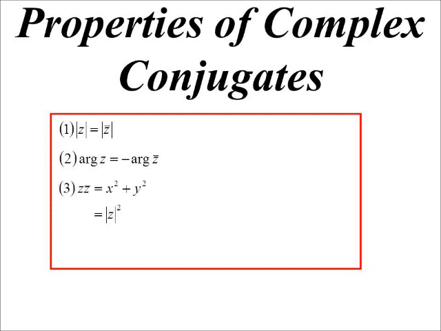And there's good old z z-conjugate, which before I was saying, oh, that's the sum of two squares. But now we can just say, oh, it's the modulus squared. A lot easier to say that.